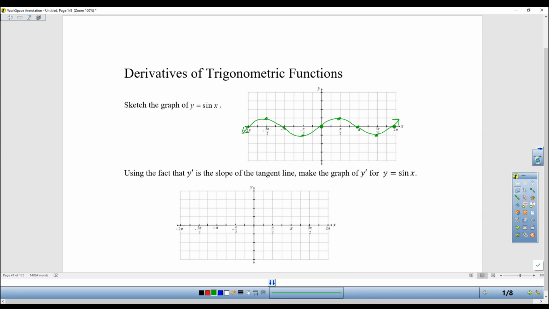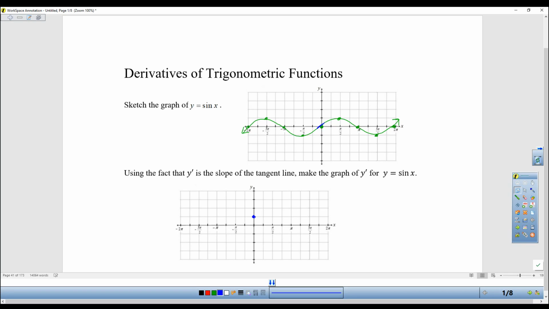So what I want to look at today is the slope of sine everywhere along its curve, because that's what derivative is. Derivative is slope. So when we look at the slope at 0, we could say it has a slope of, I don't know, let's say maybe 1.